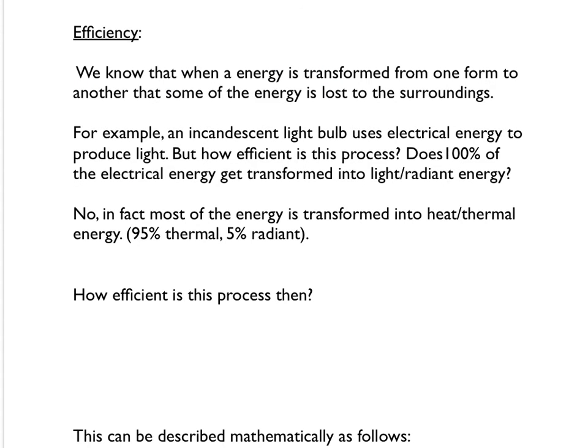When we're dealing with power efficiency, we want all of our input energy to go towards our output. So we know that when energy is transformed from one form to another, some of the energy is lost to the surroundings. For example, an incandescent light bulb uses electrical energy to produce light, but how efficient is this process? Does 100% of the electrical energy get transformed into light or radiant energy? In fact, most of the energy is transformed into heat or thermal energy. So it's 95% thermal and 5% radiant. So how efficient is this process? We can say that the light bulb is 5% efficient.